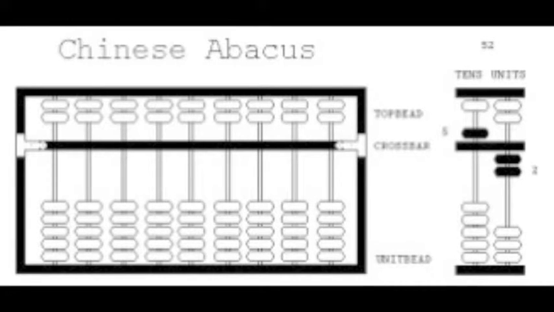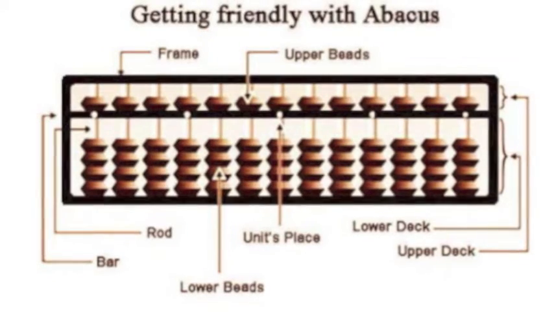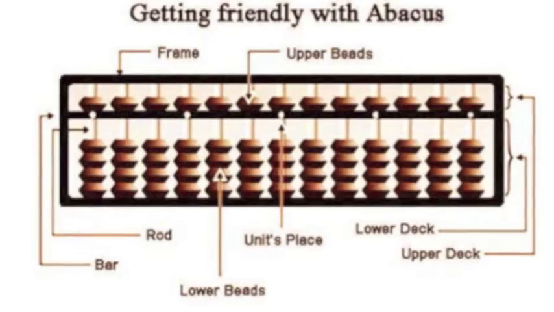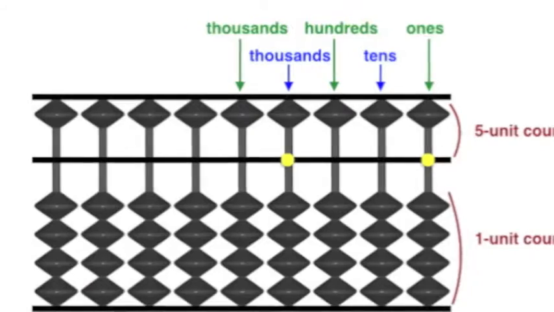To understand how the abacus works, first you must identify the different parts of the abacus. For example, the beads located on the upper deck have a value of 5. Each column has one bead on the upper deck. There are 4 beads below on the lower deck that have a value of 1.